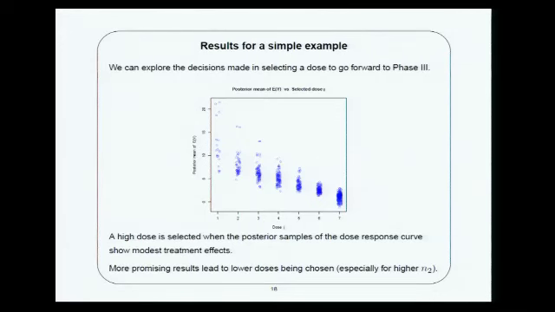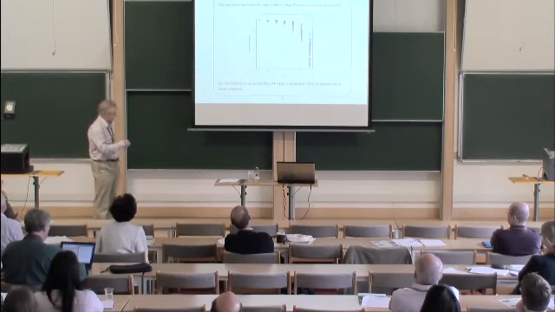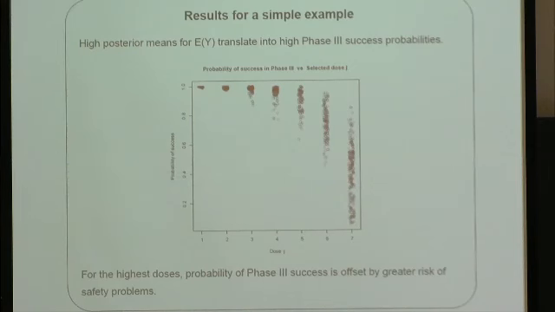And there's another graph where it's very similar, but we've got the probability of success in phase 3 on the vertical axis. So we can say similar things. We're choosing a low dose when it's actually got a very high probability of succeeding in phase 3, and so there was no need to increase to the next dose. That probability would have gone up a bit, but we'd have risked safety problems.